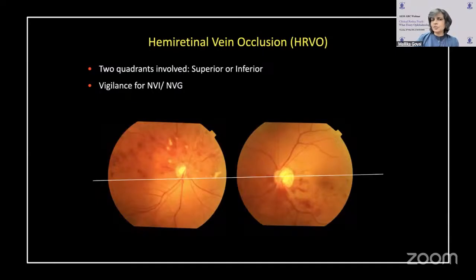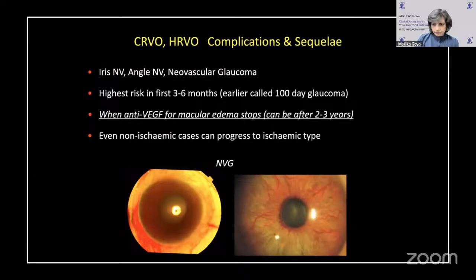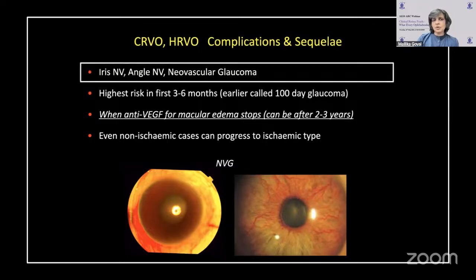Hemiretinal would be the superior or inferior half, and again, because of its large extent, it can cause NVI and NVG. Earlier, this used to happen at roughly the 3-month mark from diagnosis. But nowadays, we see it after we stop giving anti-VEGF injections for the macular edema. That is when they start having the risk of developing neovascular glaucoma. So after we stop injections is the time to counsel them to report any pain, redness, photophobia, etc. And even non-ischemic CRVO and HRVO are not safe. They often progress to the ischemic type over time, so they also have to be kept under observation.